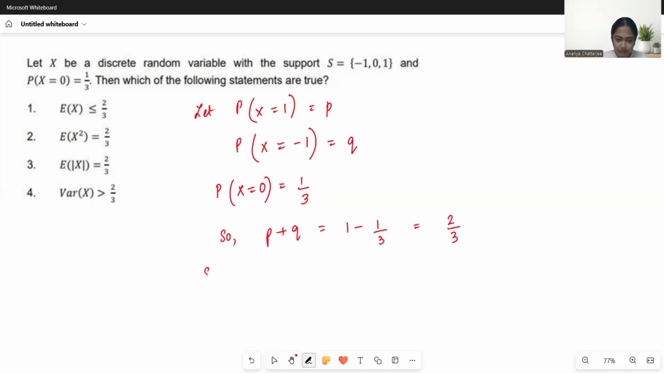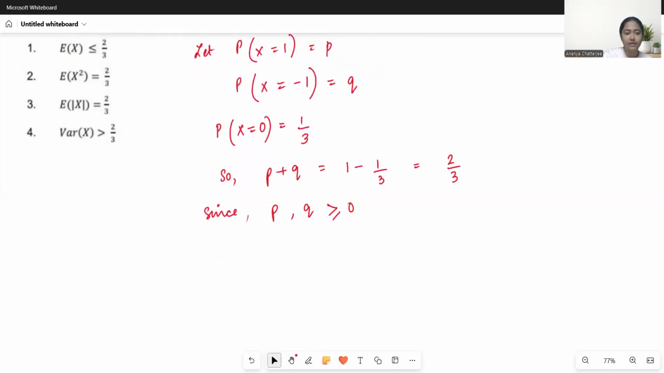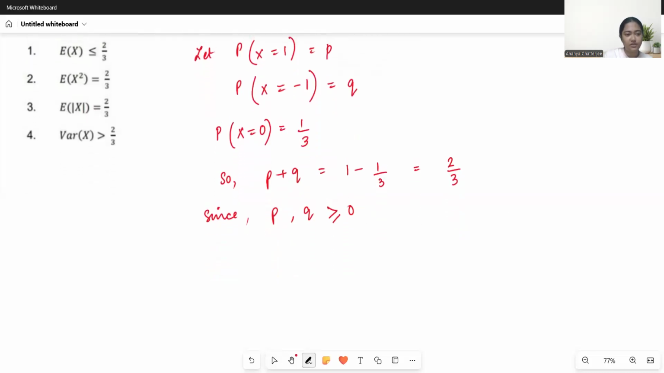Now since p and q both are greater than or equal to 0, moving to the next thing, the first option is given: expectation of x is less than or equal to 2 by 3.